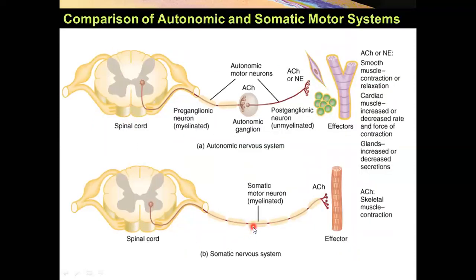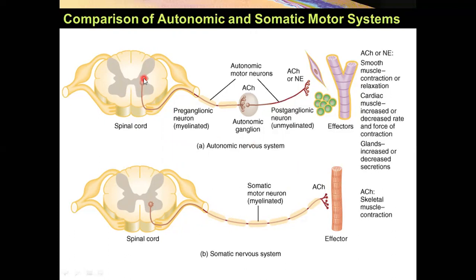Now here we see the somatic motor neuron. This is a lower motor neuron whose cell body stays in the anterior horn of the spinal cord, and it leaves the spinal cord through the ventral root and then enters the spinal nerve and innervates its effector without any interruption.